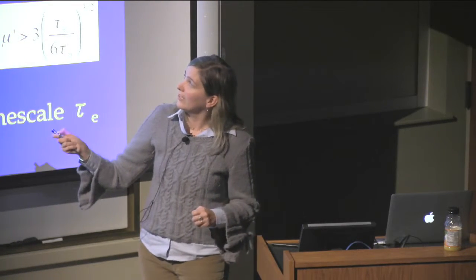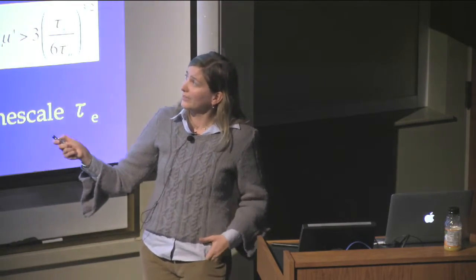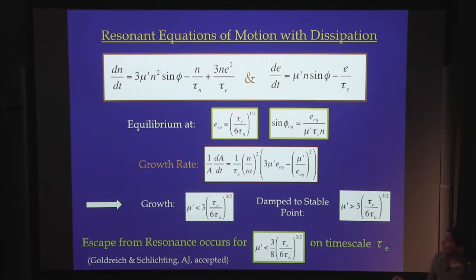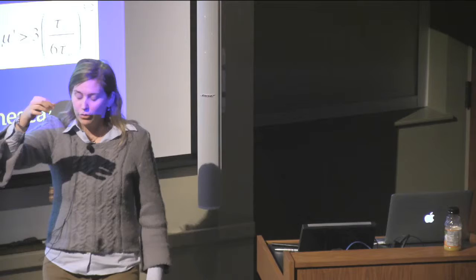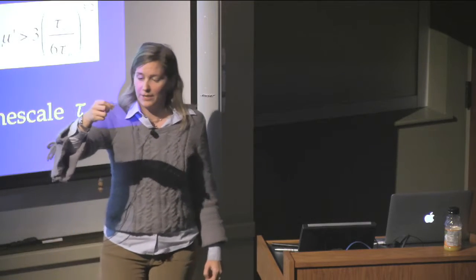Here, tau E and tau N, and a numerical factor, which is not very important. Furthermore, you can actually show that this equilibrium, so this is my pendulum, this equilibrium, actually can be overstable. So if you perturb the system slightly from this equilibrium, you can get growth because it's overstable.